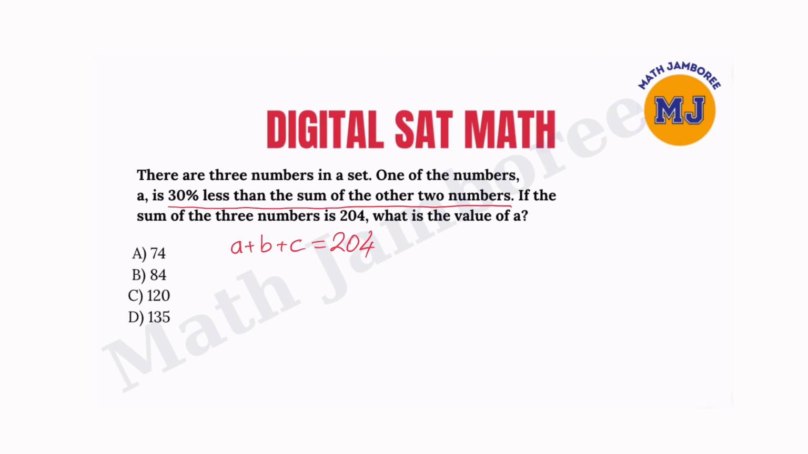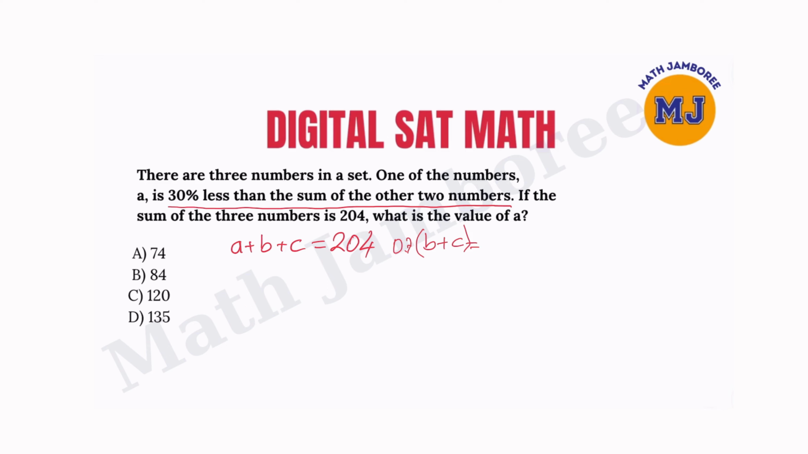So, A is 30 less than the sum of the others. What does that mean? So, B plus C will be equal to 0.7, since 30% means 0.3, right, for a whole number. So this is going to be 0.7 times B plus C. 0.7 times B plus C will be equal to A.